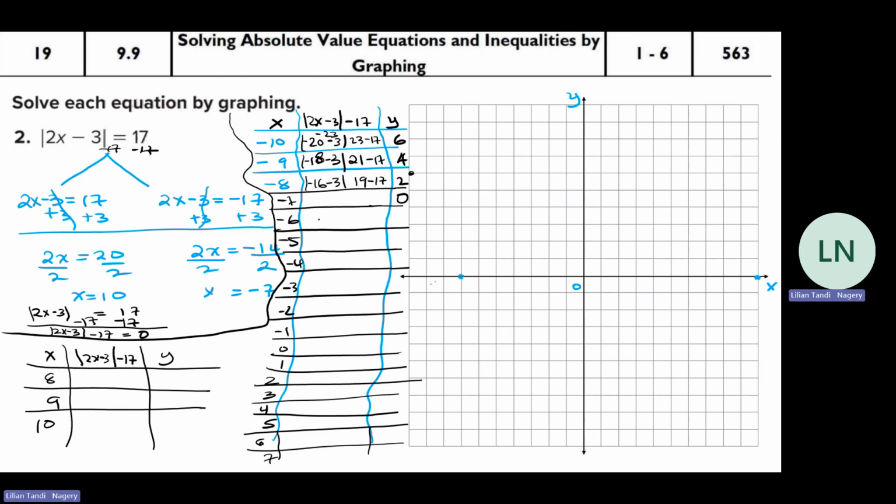Now let me do this one. I see if it's going to be -2 or what. So -12 minus 3 is 15. Because absolute value cannot be negative, that's why I'm writing 15. 15 minus 17 is -2. So we continue, -4, -6. Okay, let's do this one. That will be 6 minus 3, which is 3. And 3 minus 17 becomes -14.